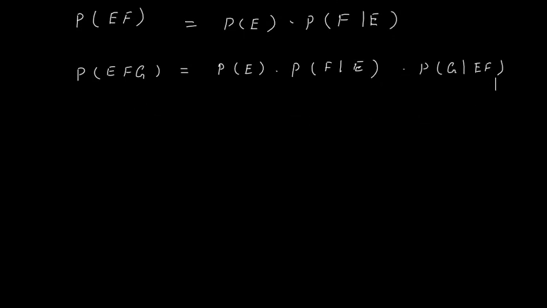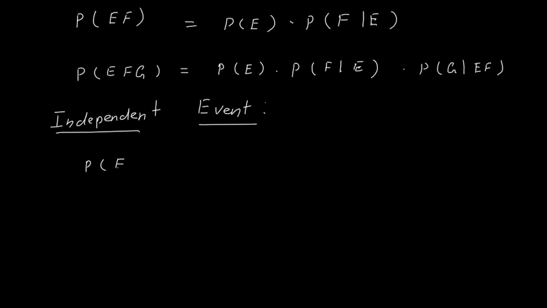And there is one more concept, that is independent events. Now two events E and F are said to be independent if the possibility of E intersection F is equal to the possibility of E into the possibility of F. Then we say that the events are independent.